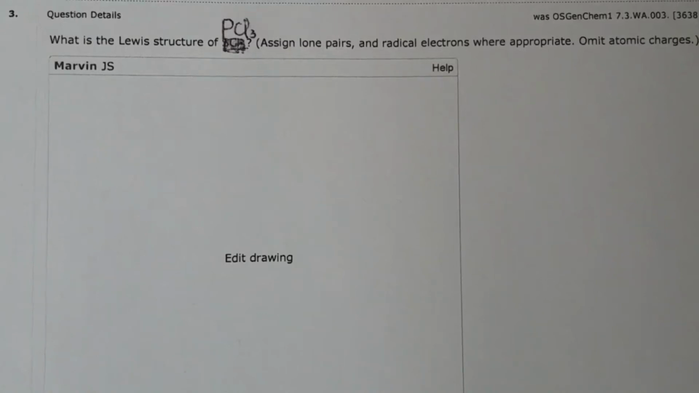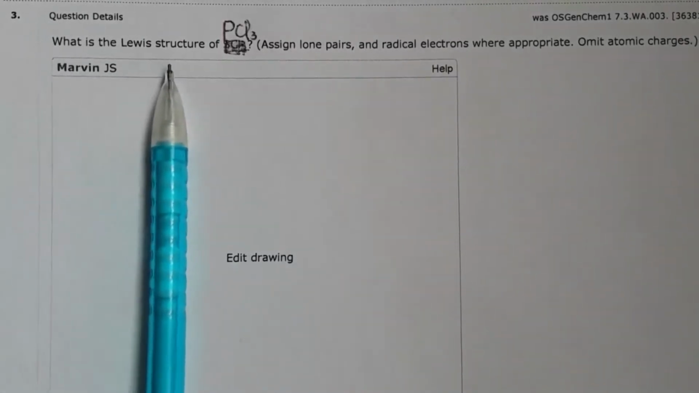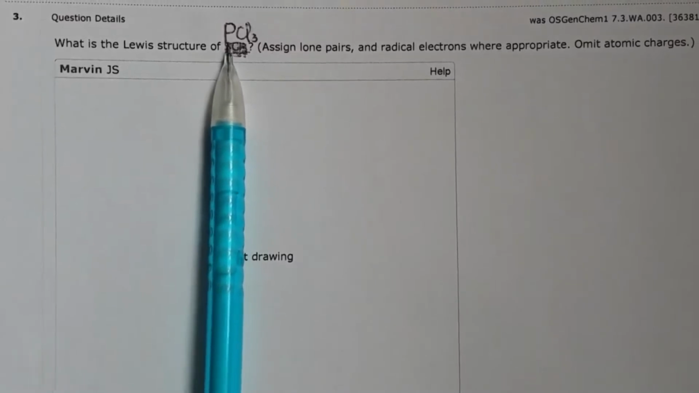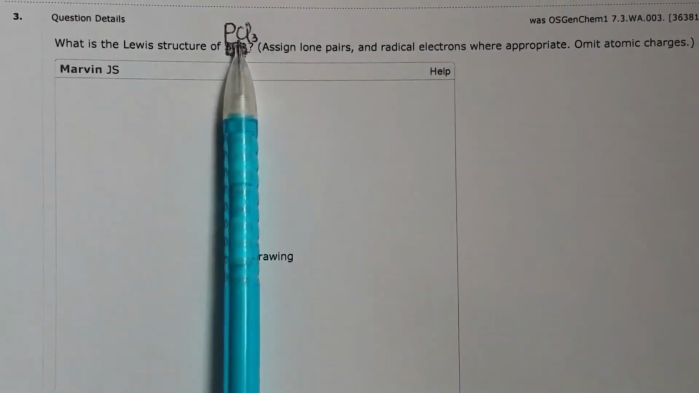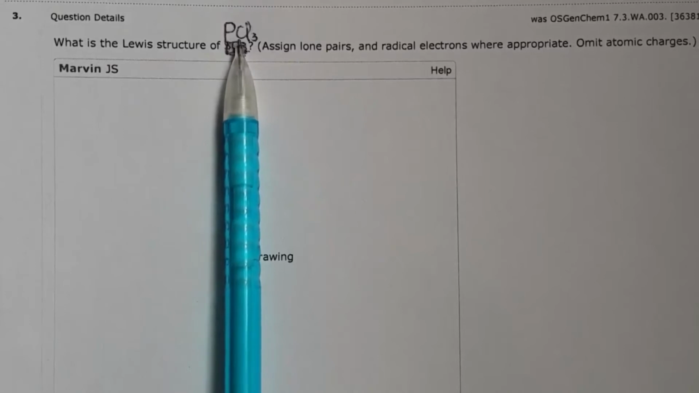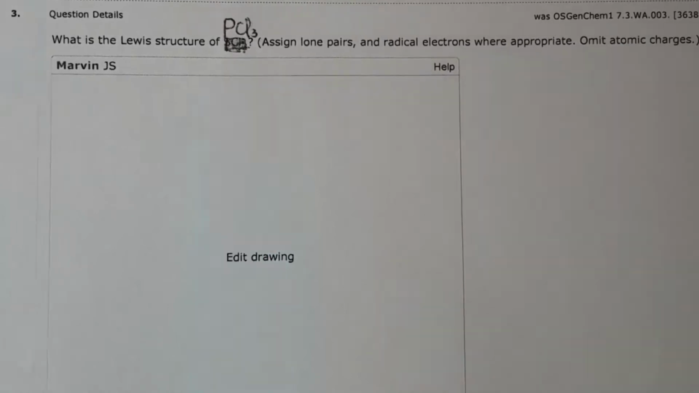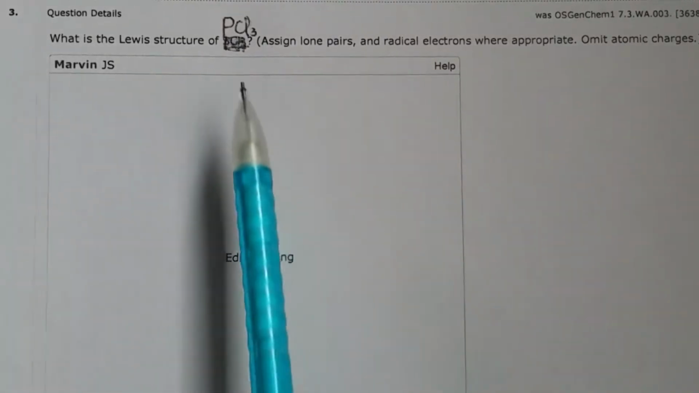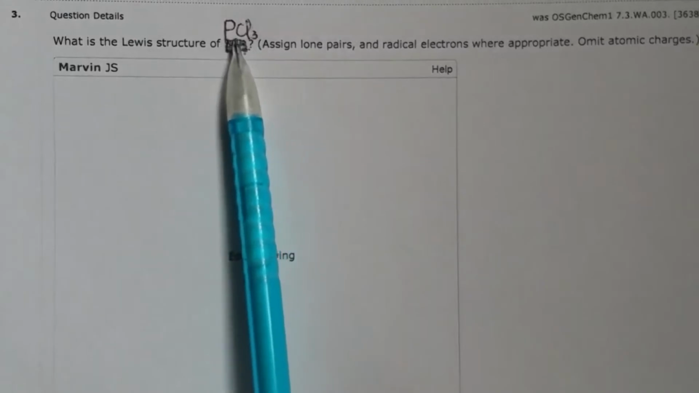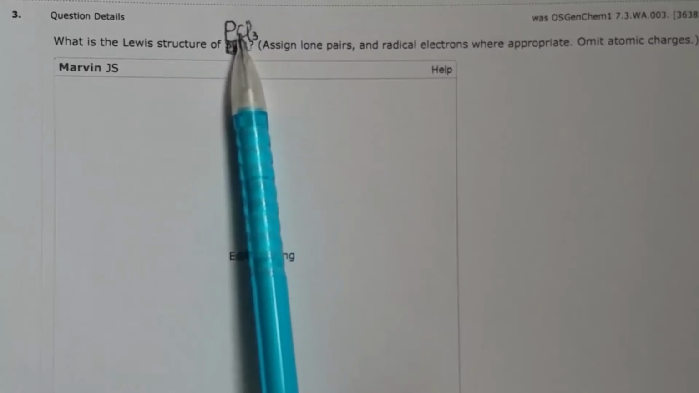Chapter 7, Lewis Structures, Homework Question Number 3. What is the Lewis structure of phosphorus trichloride? Make sure you understand that if just the name is given, you have to be able to write down the formula of the chemical. First, we need to find out the total number of valence electrons in this molecule.